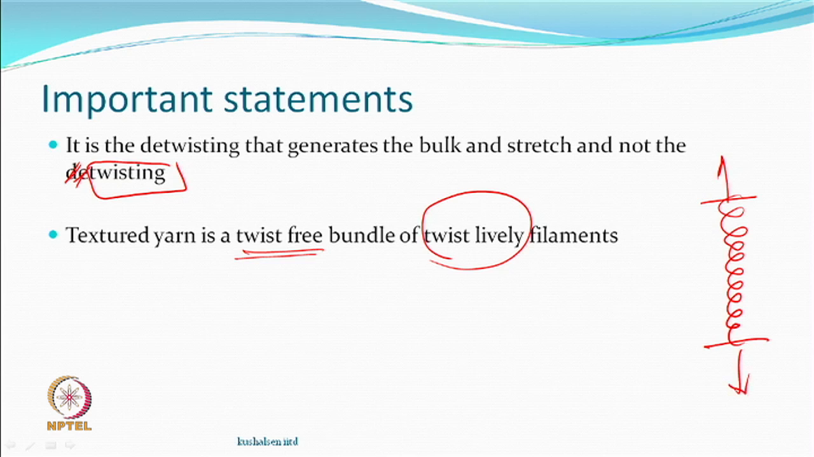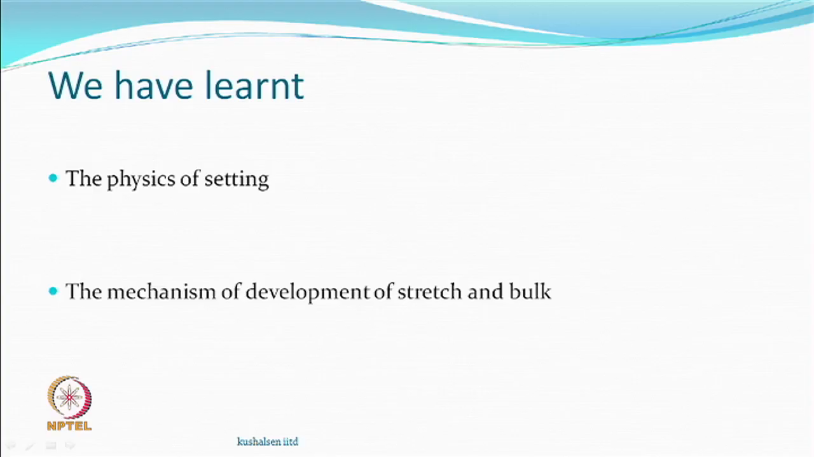So, there is a liveliness. Each filament is lively in the sense you extend, it will go back, but there is no overall twist in the yarn, and that is why you get what we get. So, what have we learned? Now, we have learned, obviously we can say that we have learned the physics of setting, and now we can also say more confidently that we know the mechanism of development of stretch and bulk, right. So, we go further.